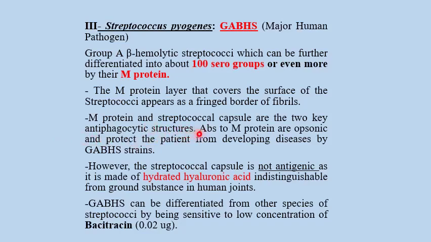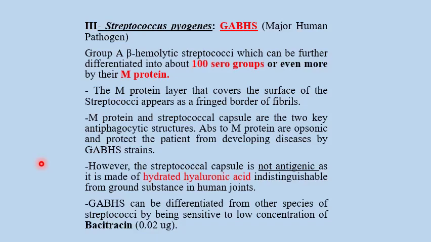So streptococci also have a capsule. They are the two key antiphagocytic structures, meaning they protect the bacteria from phagocytosis. The body forms antibodies to the M protein. Antibodies to the M protein are opsonic and protect the patient from developing diseases by group A beta hemolytic streptococci strains. So both are antiphagocytic, and the body can form antibodies against the M protein.